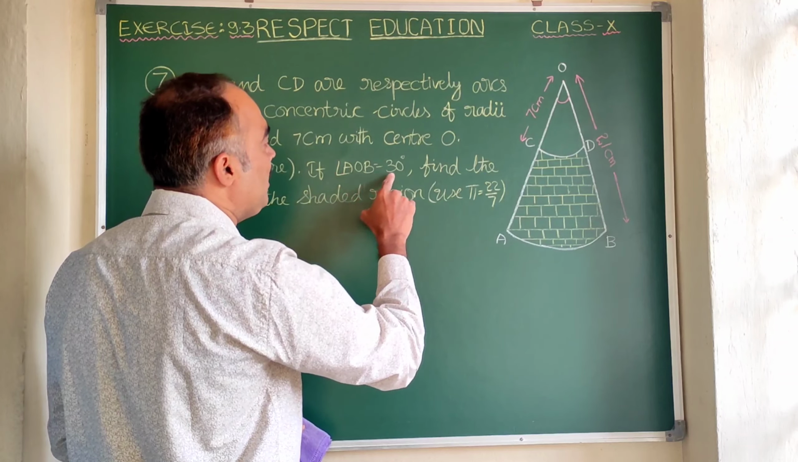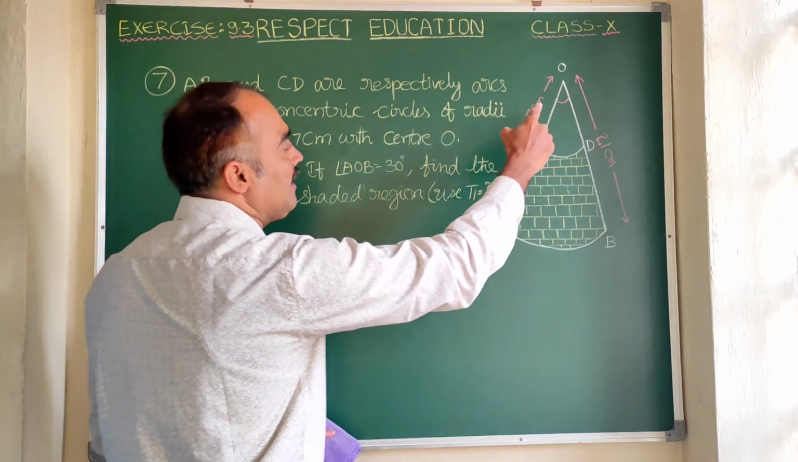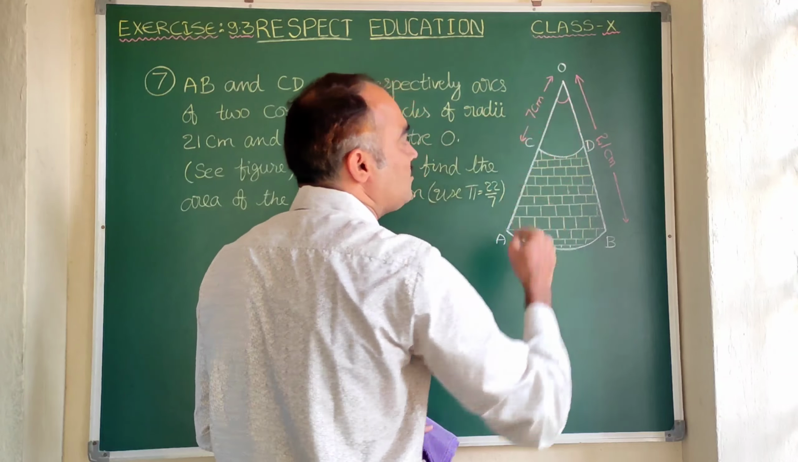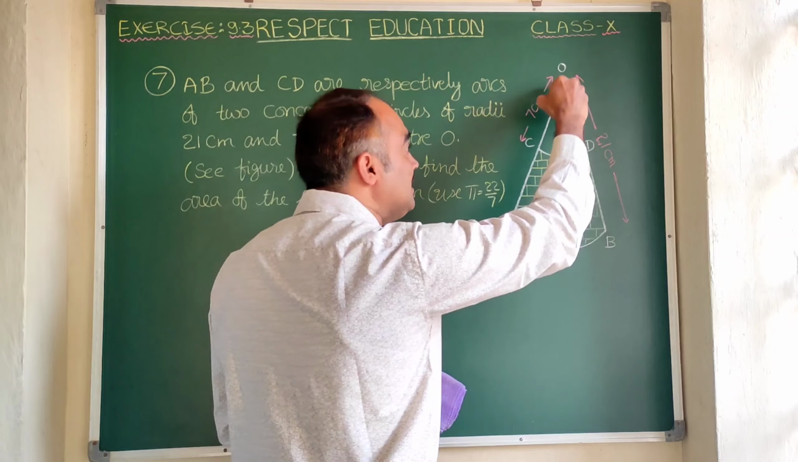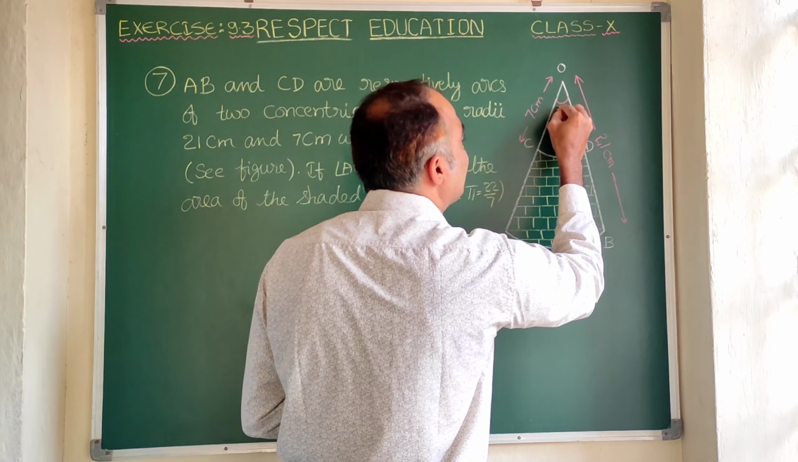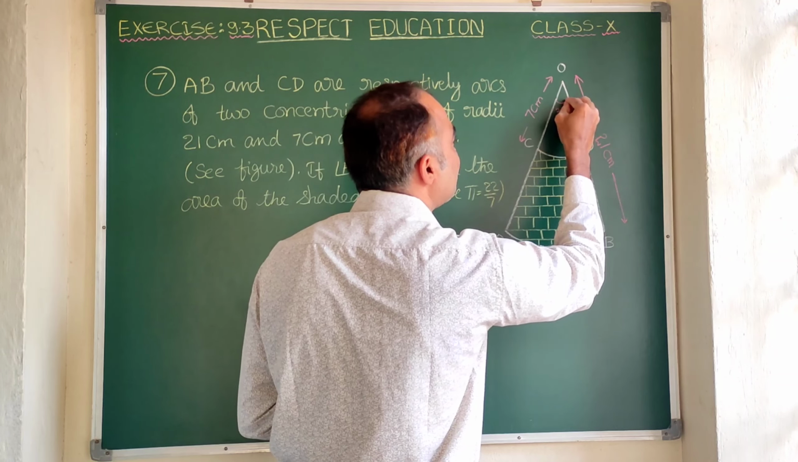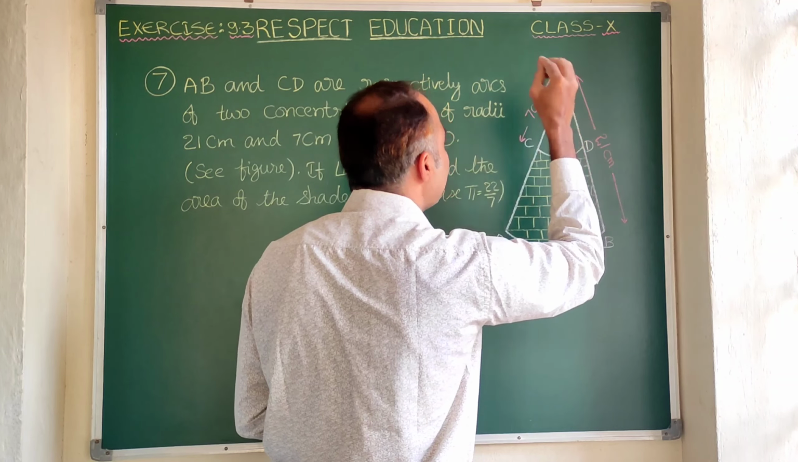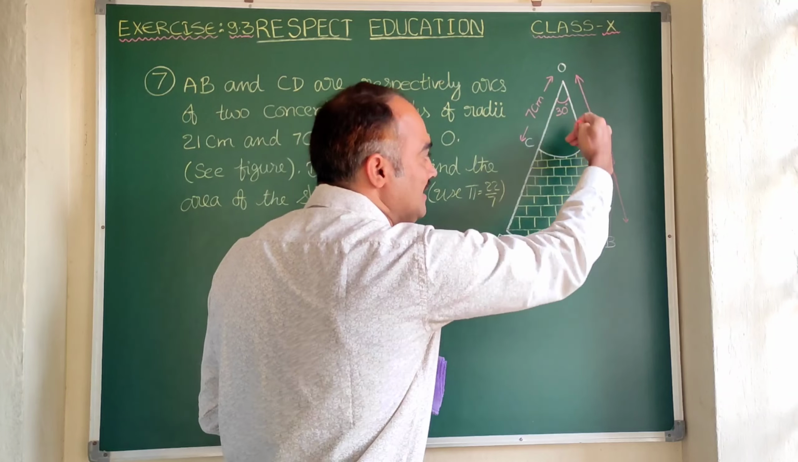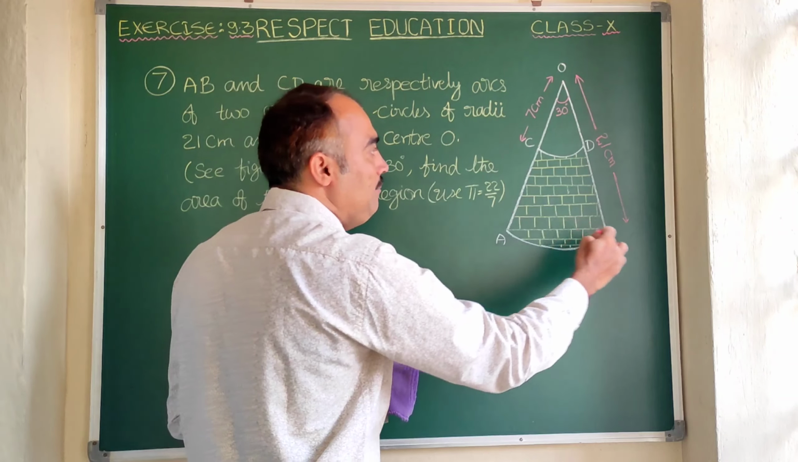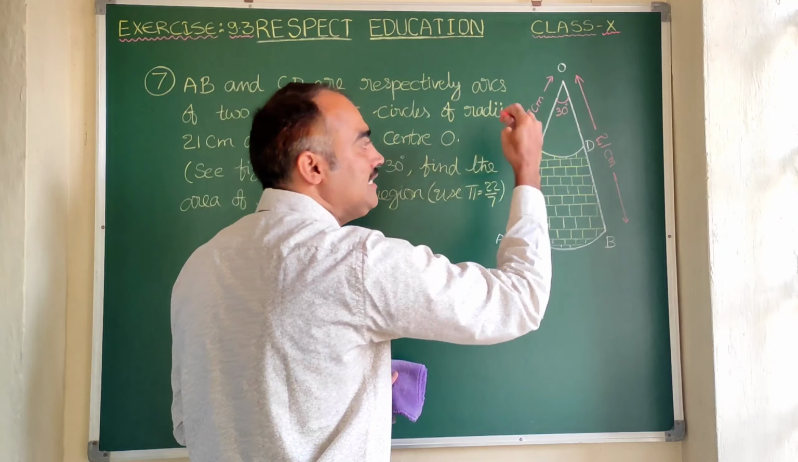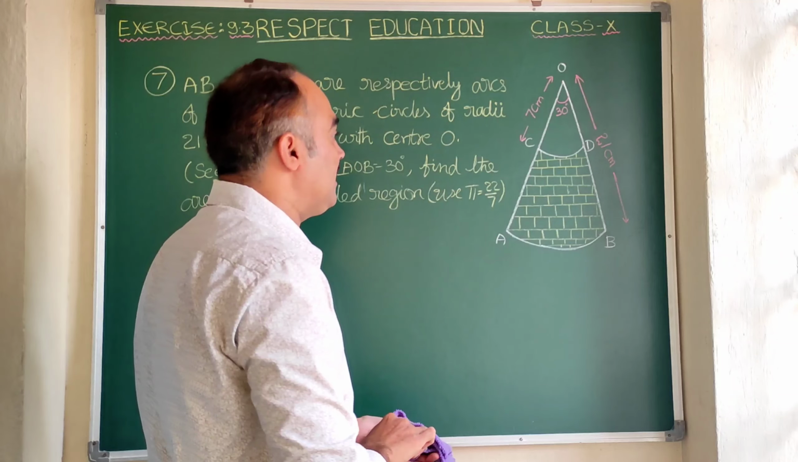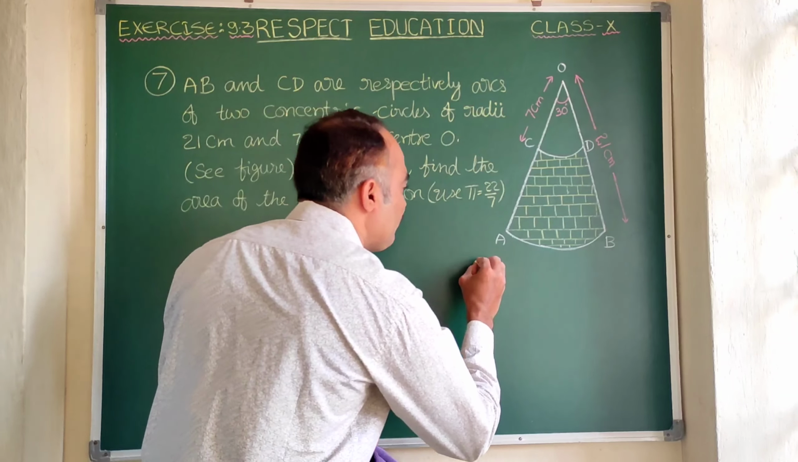If angle AOB is 30 degrees. In the textbook this angle is not mentioned here, but from the question we can note down that angle AOB is nothing but angle COD also. So that is given as 30 degrees. Find the area of the shaded region. You observe carefully, this is the shaded region. ABDC is the shaded region. So now let us start solving this problem.